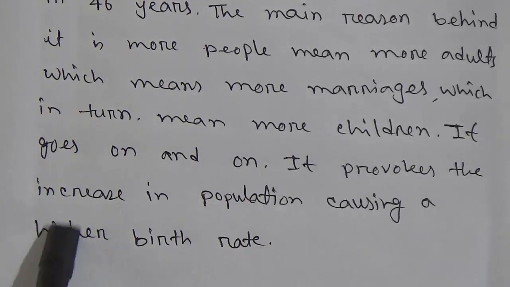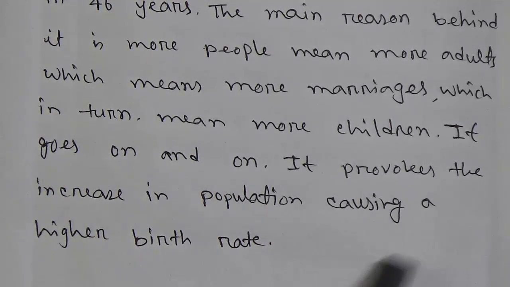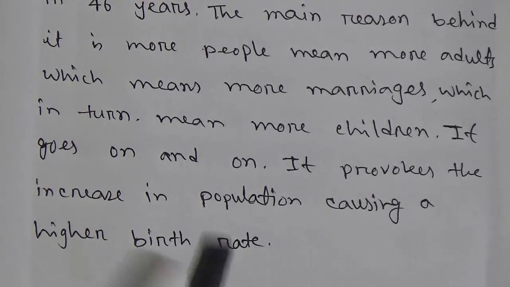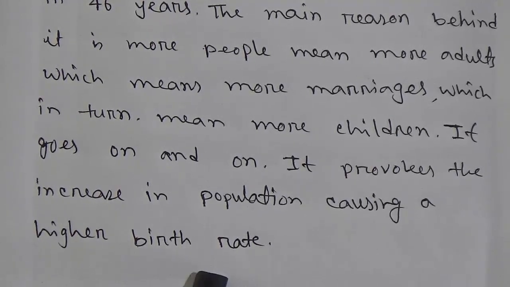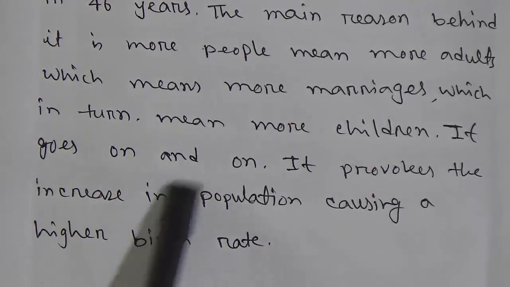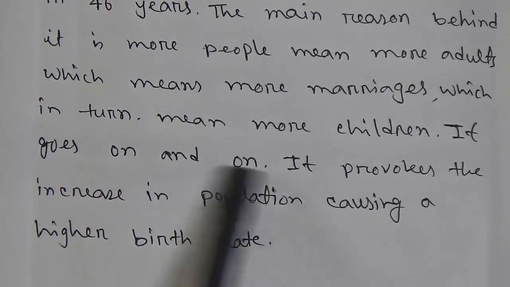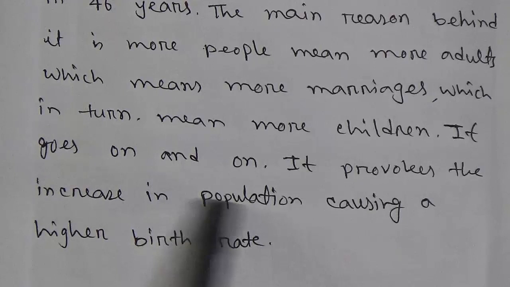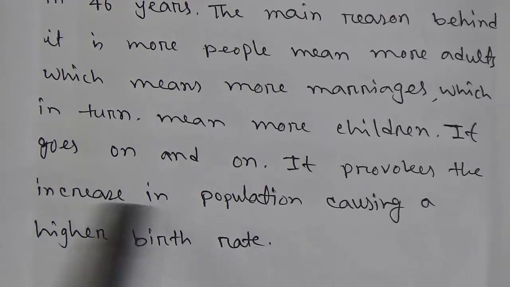It provokes the increase in population, causing a higher birth rate. Actually the reason was higher birth rate, because there were people who were adults and they got married and then produced children, and that is the cause of the higher birth rate. In this period of time, higher birth rate was the main cause of the population growth.